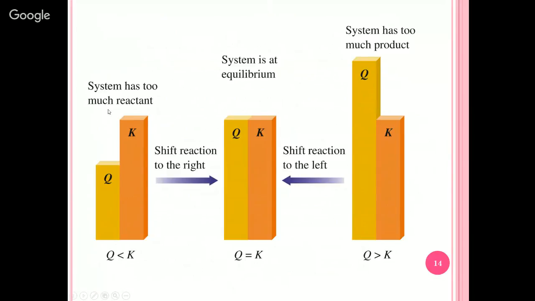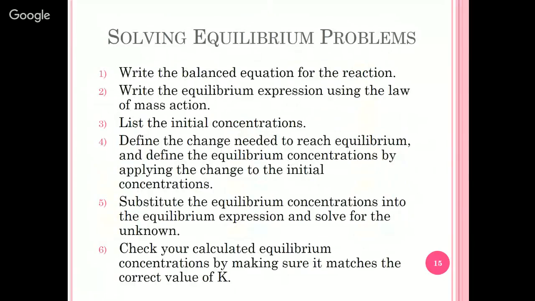Pictorially, when Q is less than K, we have too many reactants, so we shift to the right to get to the place where Q equals K. We're at equilibrium. Here, Q is way bigger than K, so we have too many products, so we create more reactants, shifting to the left to get back to where Q equals K as well.